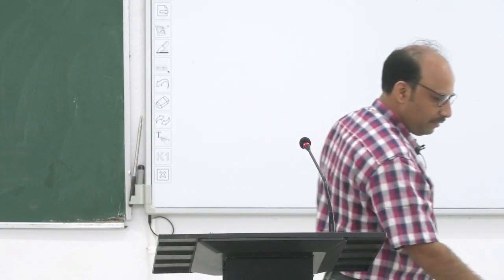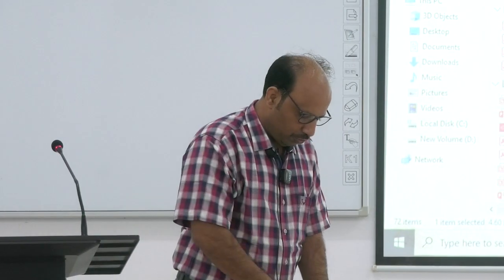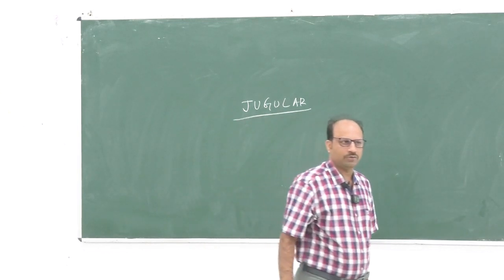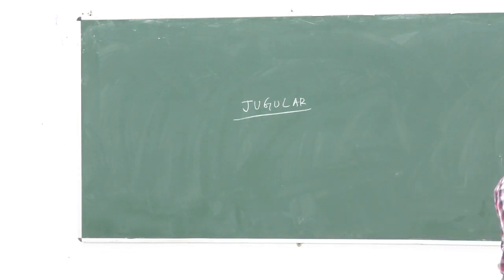The venous system of the neck, you know very well. Jugular is a Latin word. Jugular means neck or throat. So the vein of the neck is called jugular vein. And I will also start the dural venous sinus a little bit today. Next class I will complete the dural venous sinus.